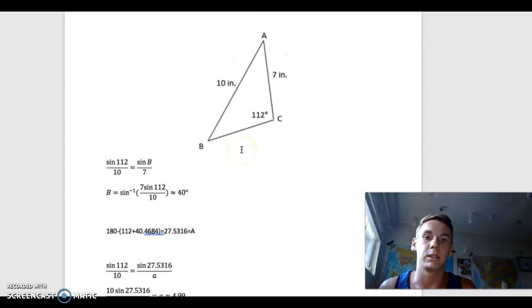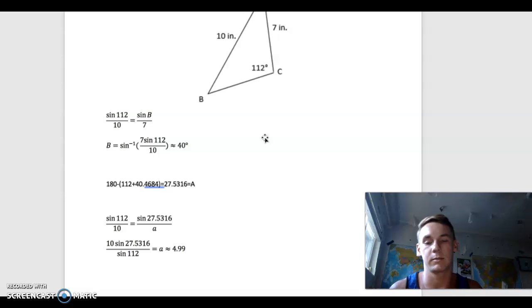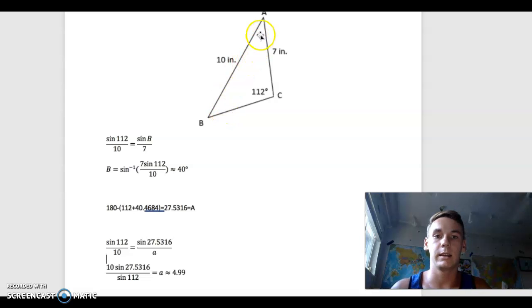And again, fact checking it. It's very close, so you can't really tell on this one, but it's less than 10, which is the main thing. So 4.99. And that you just solved for this entire thing. You've solved for angle B, you've solved for angle A, and you've solved for side A. And that is how you use the law of sines to find angles and sides.